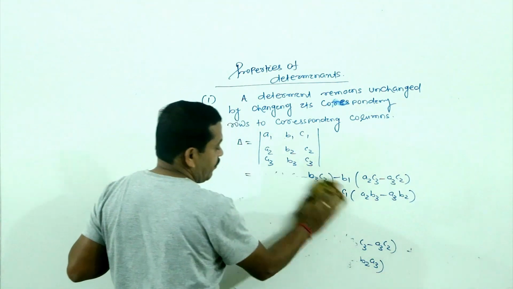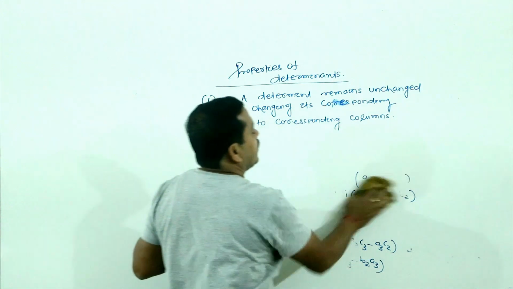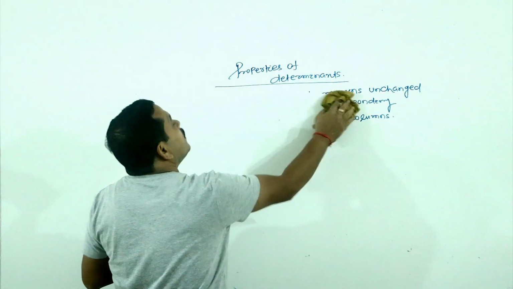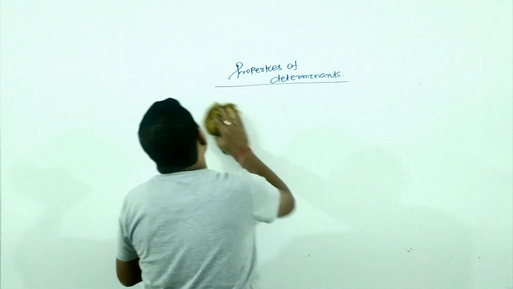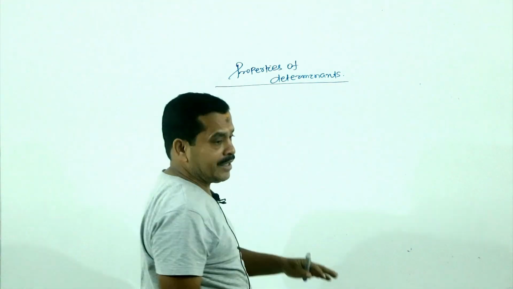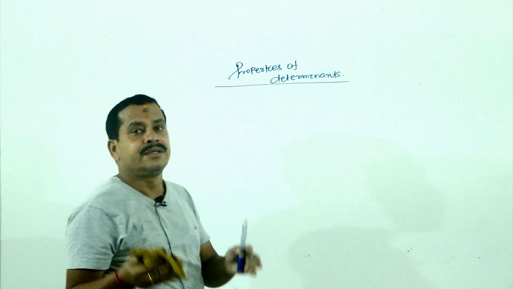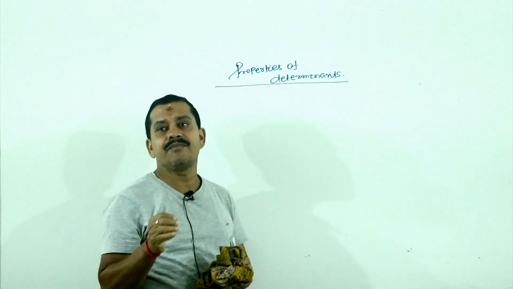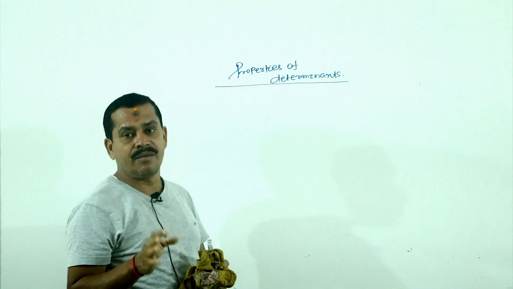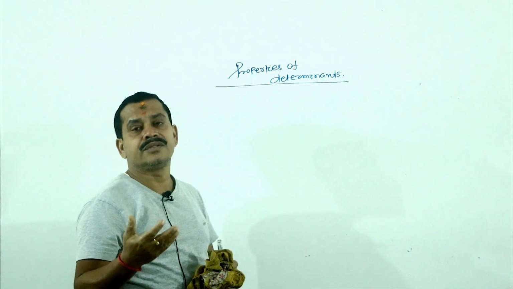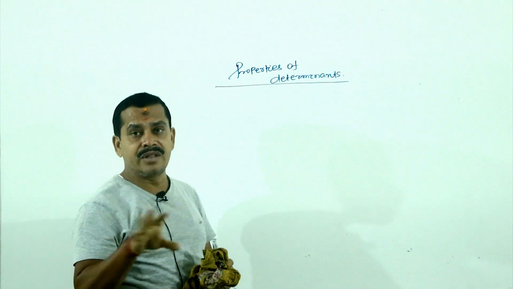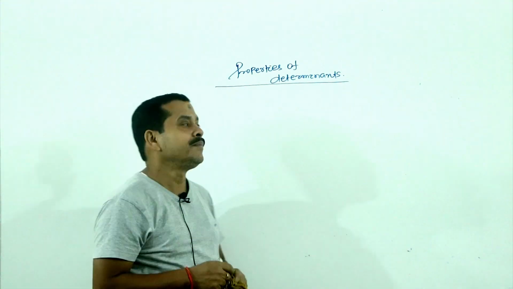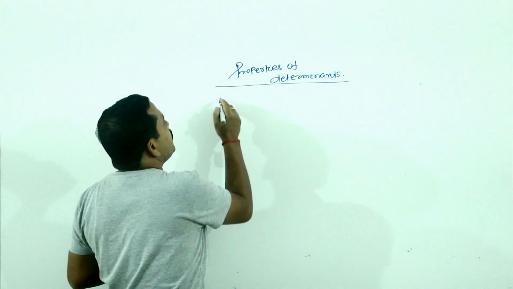This is all about property 1. You have to remember these properties. There are 7 properties, and using these properties we can evaluate a determinant without expanding. In council examination, mostly questions will come on how to evaluate a determinant without expanding by using properties. That is important. Next, property 2.